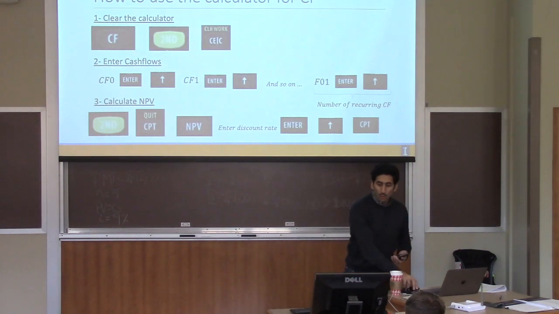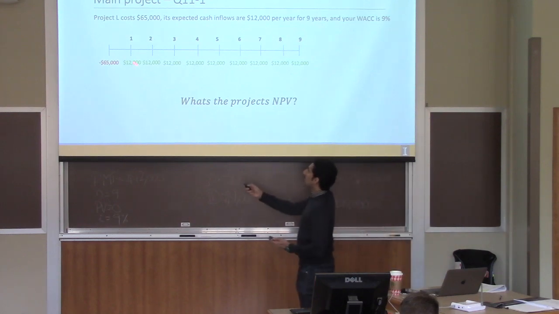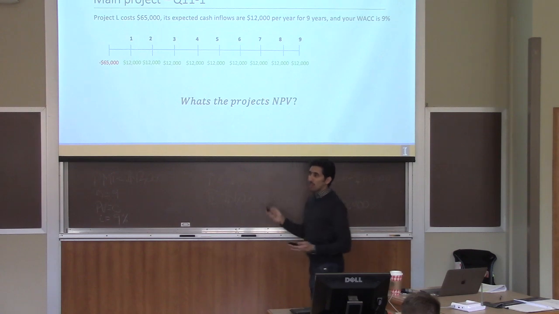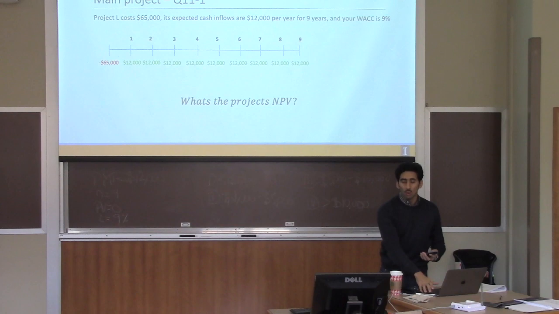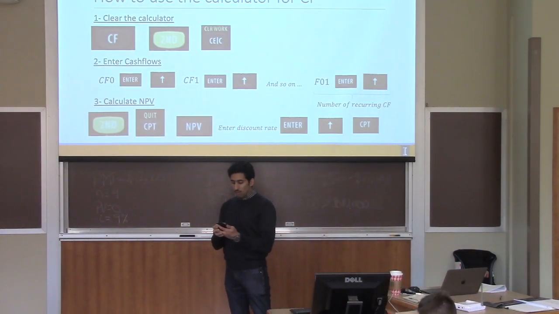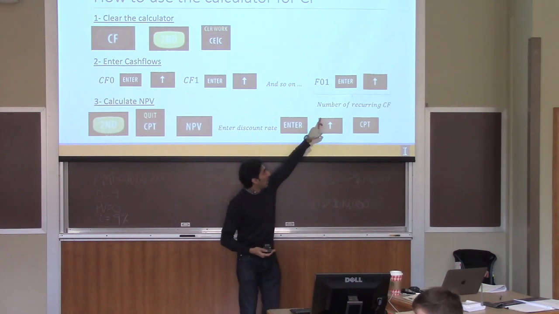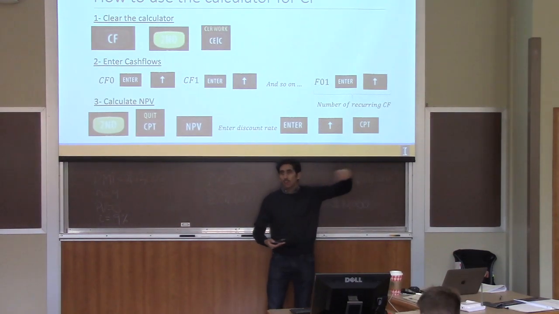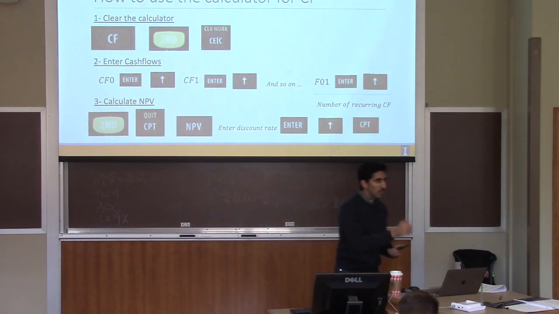So, what we could do, which isn't really efficient, is put cash flow 2 at 12,000, cash flow 3, 4, and so on. But that's not really efficient. So instead, we use the F01 part of the function of the calculator. If you look at your calculator, you'll find something called F01, right? And what F01 shows you is the number of times cash flow 1 recurs. How many times has cash flow 1 recurred? Exactly.